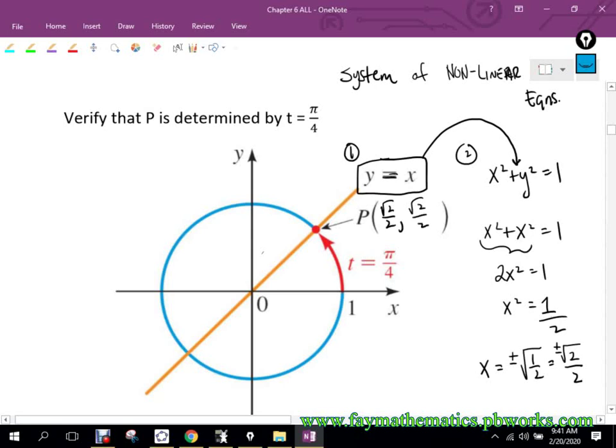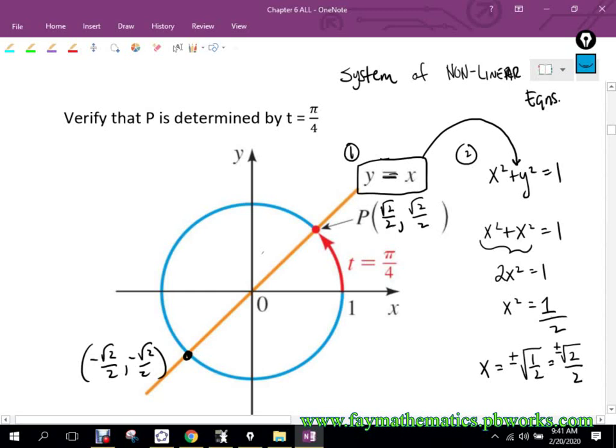Now, when we did that algebra, we took a square root, so we introduced a negative. Because this line and this circle actually have 2 intersection points. Would you guys agree that this point is also the negative version of that? Does that make sense?